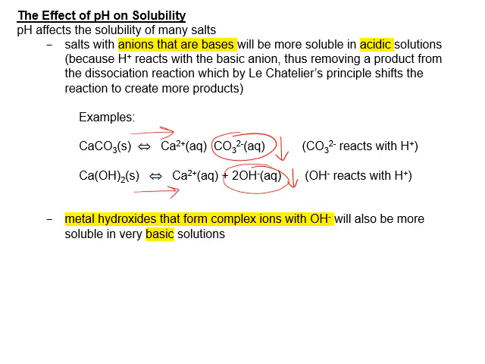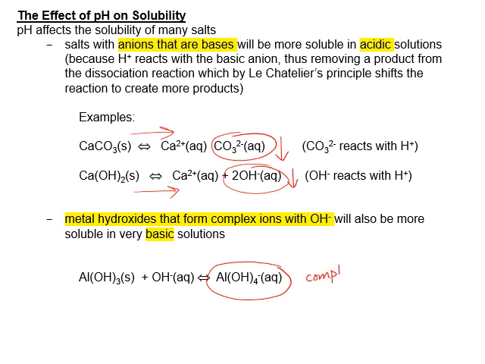There are some solids that will be more soluble in basic solution. Metal hydroxides that form complex ions with hydroxide will be more soluble in very basic solutions. The reason for this is the formation of a complex ion. For example, aluminum hydroxide solid, when it dissolves, would form some aluminum ions and hydroxide ions. If we add additional hydroxide to the system, we can create this complex ion, thereby bringing more of the aluminum into solution.